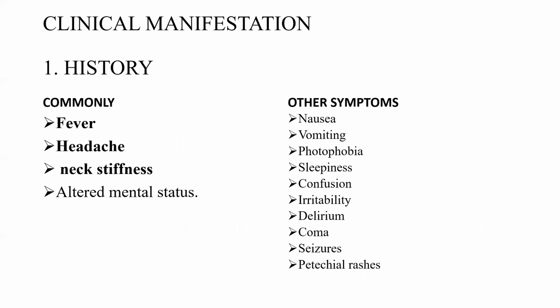So clinically, how would the patient present? Commonly, a patient presenting with meningitis comes with fever, headache, neck stiffness, and altered mental status. It's been shown that more than 50% of patients will present with at least 2 of fever, headache, neck stiffness, or altered mental status. Other symptoms that they may come with include nausea, vomiting, photophobia, irritability, seizures, coma, and petechial rashes.